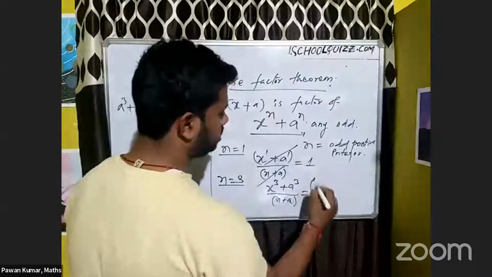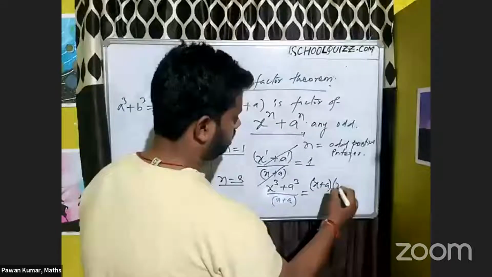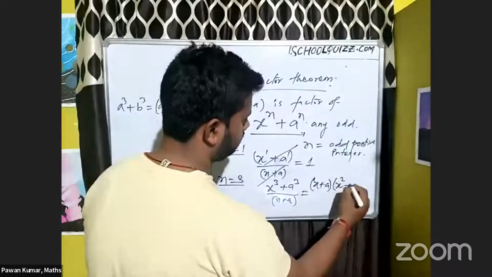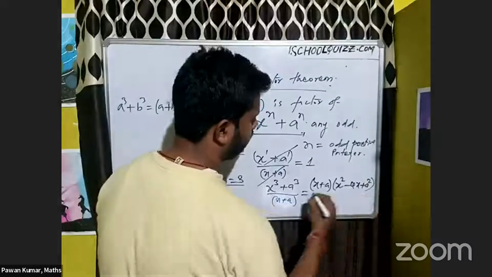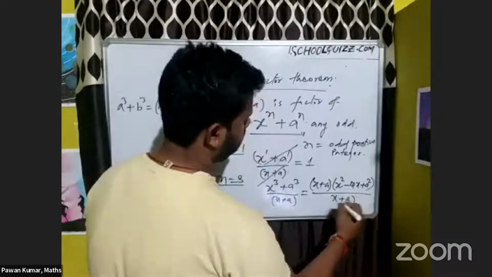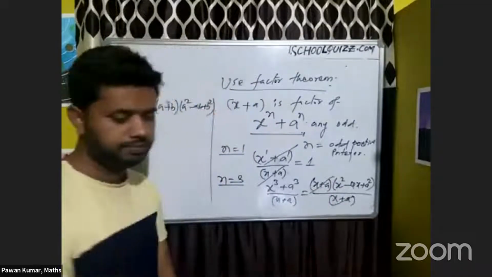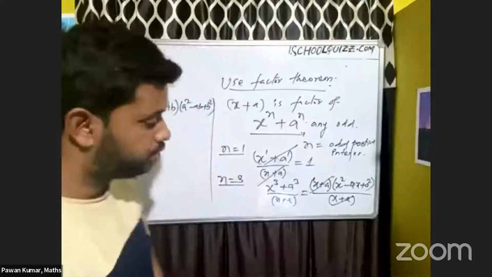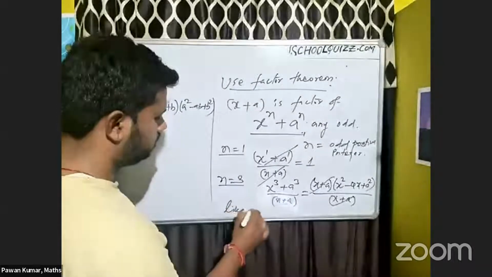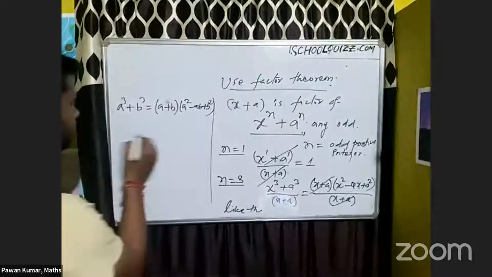Correct. So simply we can write x cube plus a cube as x plus a times x square minus ax plus a square, divided by x plus a. So simply I can cancel it. It is divisible here also. If I choose another one also, similarly you can write it like that.